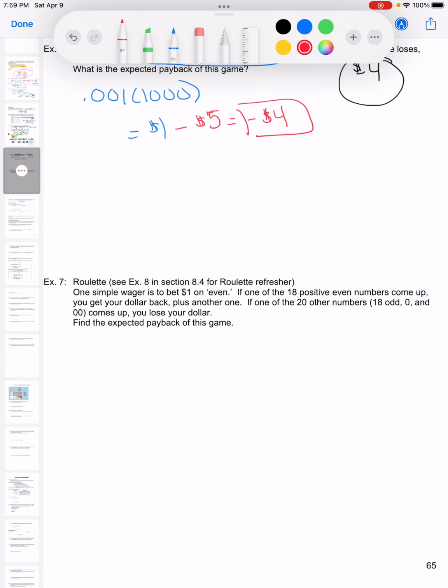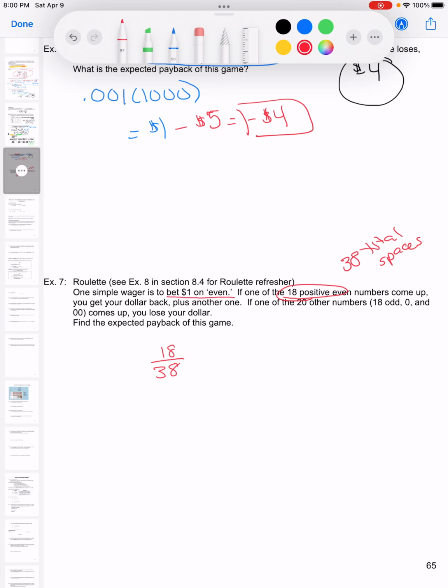So there are lots of actually different ways that you can bet on roulette. We're just going to keep with a simple wager on even. And it tells us there are 18 positive even numbers. And remember, I told you there were 38 total numbers, or I'll put total spaces. So if I'm betting on even, then the probability of landing on even are 18 out of 38, because there were 38 total spaces. All right, so we bet $1 on even.